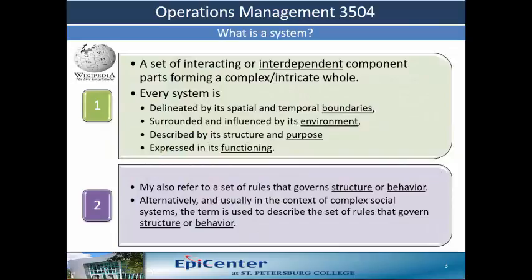Let's take a few seconds and look at the two definitions from Wikipedia. Underlined here are important characteristics of the definition: interdependency, boundaries, environment, purpose, structure, and behavior. We have seen many of these terms associated with feedback loop control system. An important term here is purpose, and we will visit this idea in more detail very shortly.